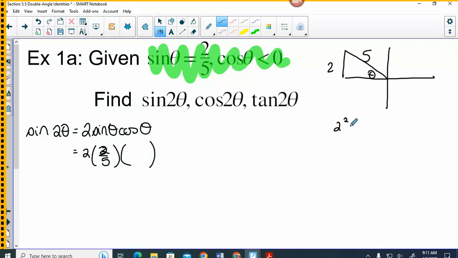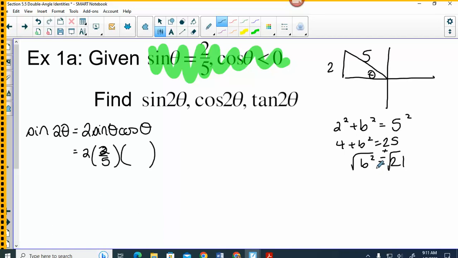So we get 2 squared plus b squared equals 5 squared. When we do a square root, we have to do plus or minus. How do we know if this is positive or negative? I know cosine is less than 0. If you think about this as the x value, if you move backwards, that's a negative. So this side is negative radical 21.